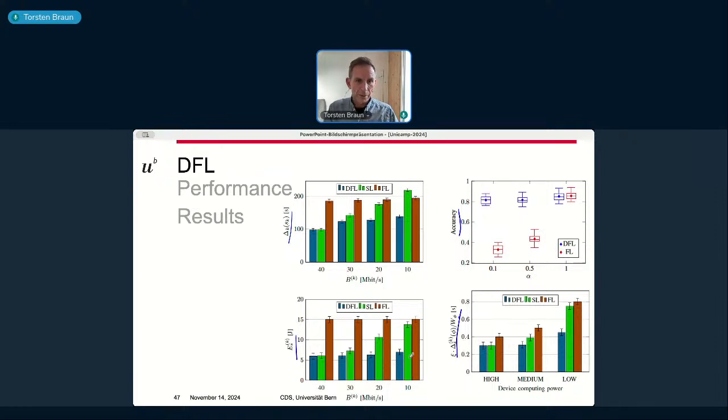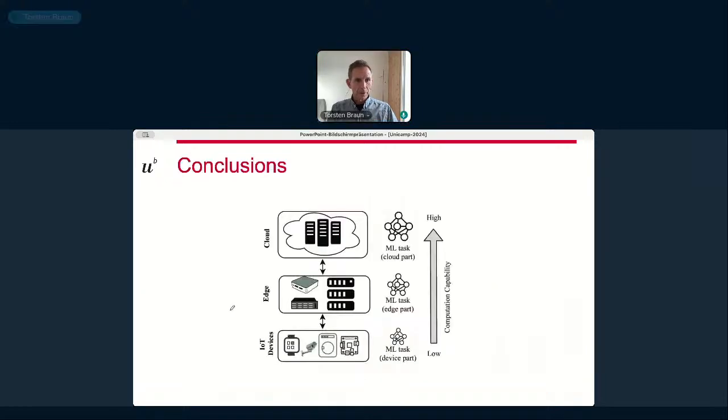And you see here that in most of the cases our approach performed quite well compared to the other approaches, and in particular compared to the standard SFL, we have the advantage that we really can react to fluctuations in the wireless channel, but also can better support heterogeneous devices.